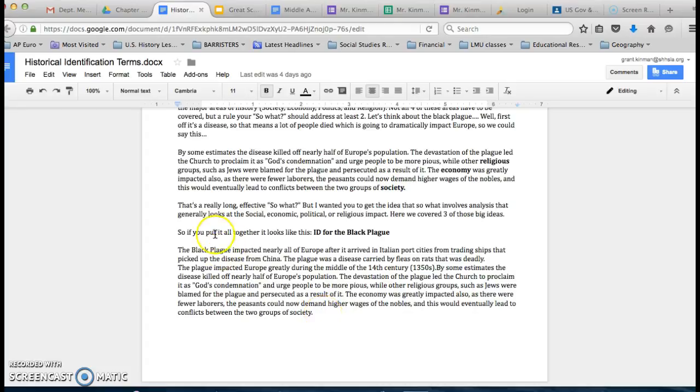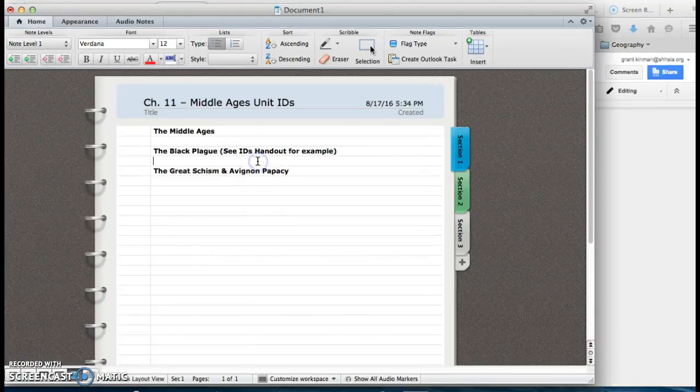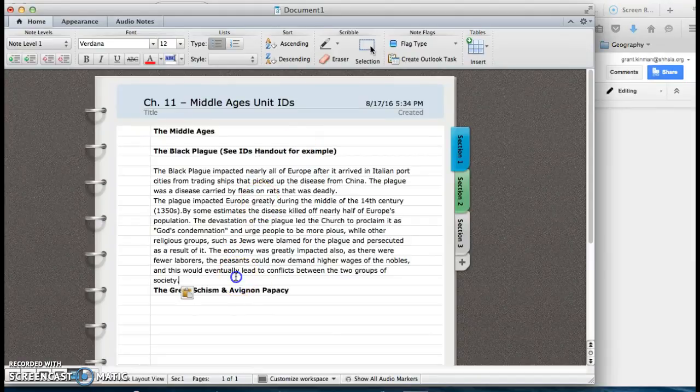And then if you put it all together, it looks like this, and I'm just going to copy it for our viewing sake. You don't have to do this, but this is what a finished ID would look like. It will look like that, okay? So it's a study tool. It's the most important ideas from the chapter. It'll really help you study for the test.